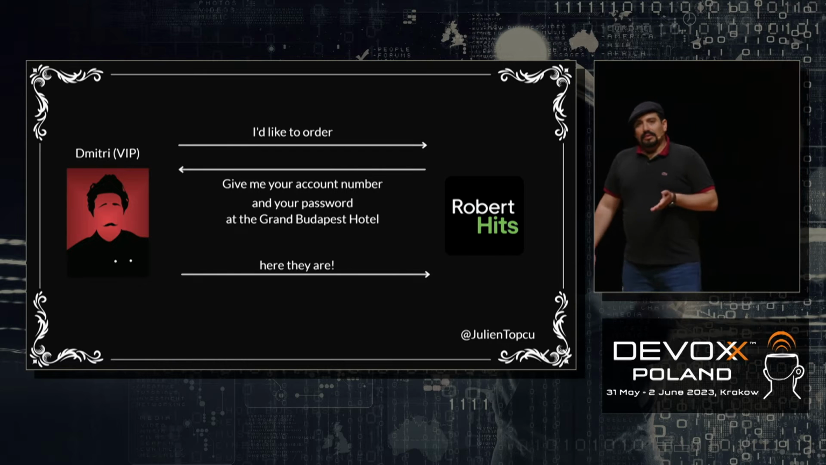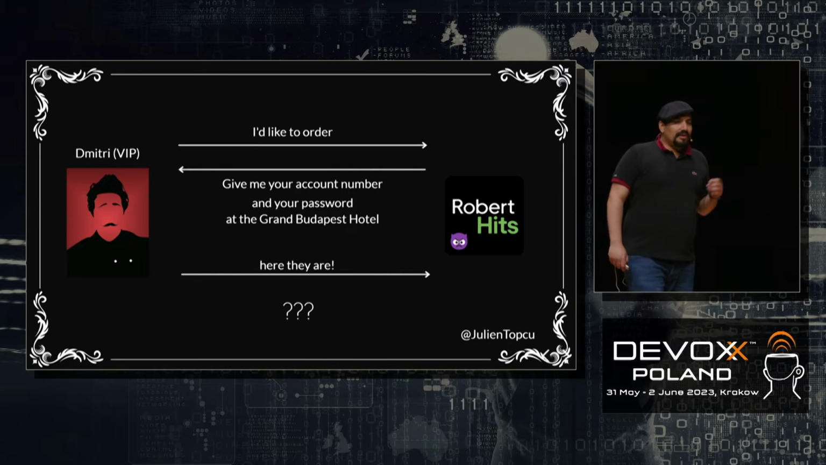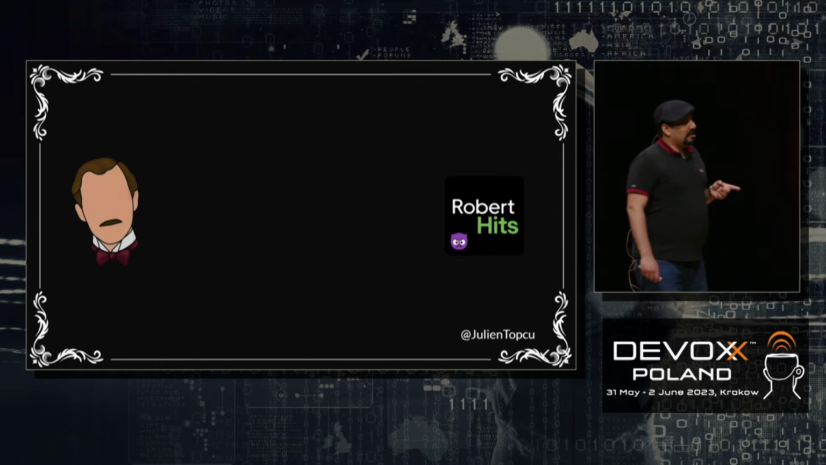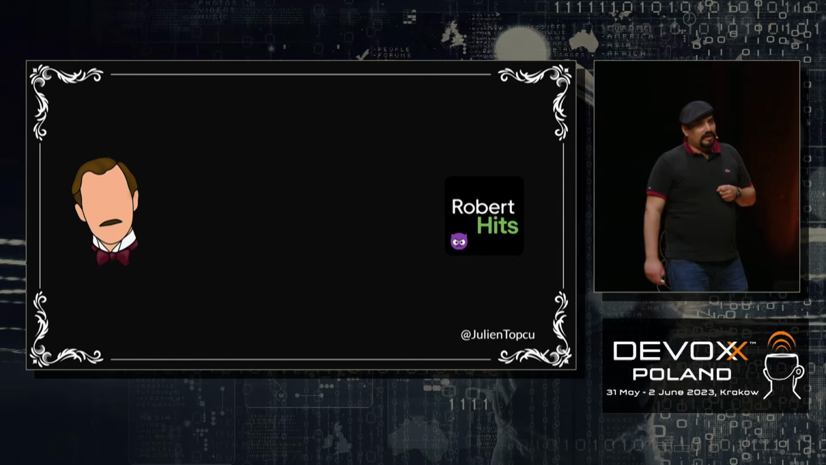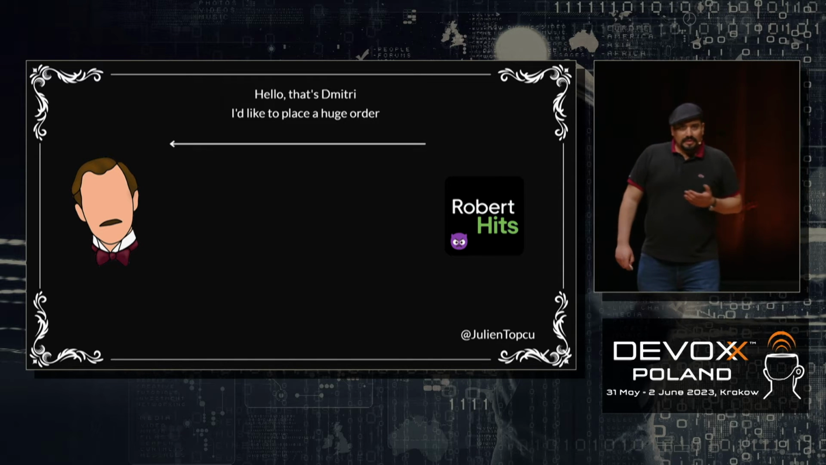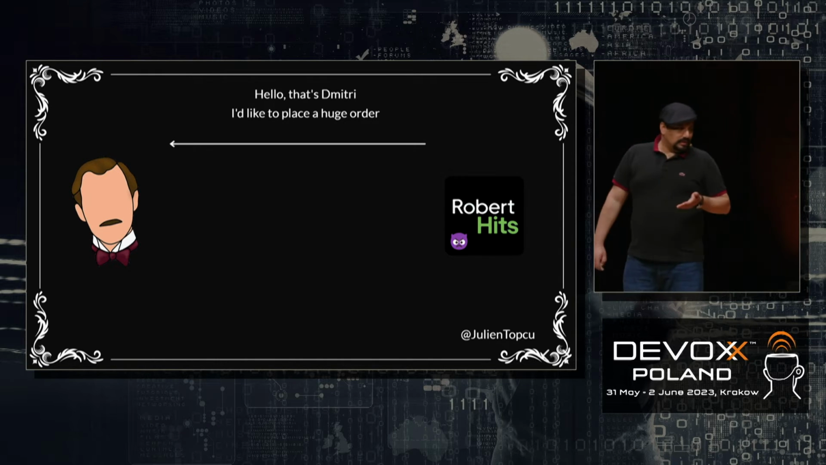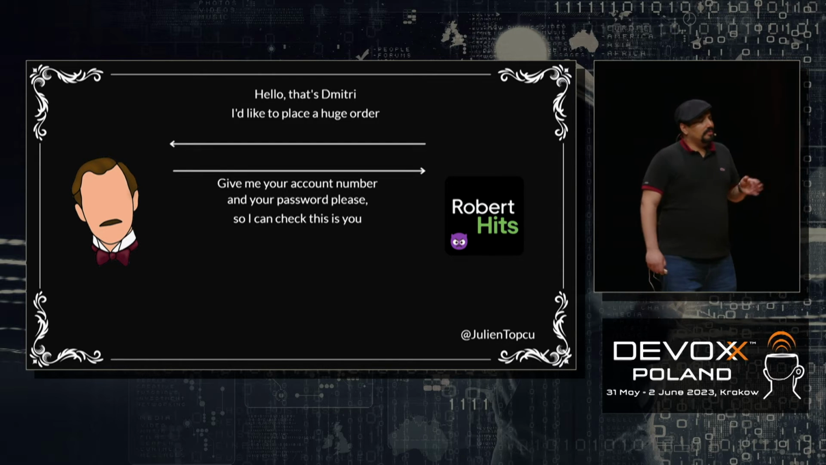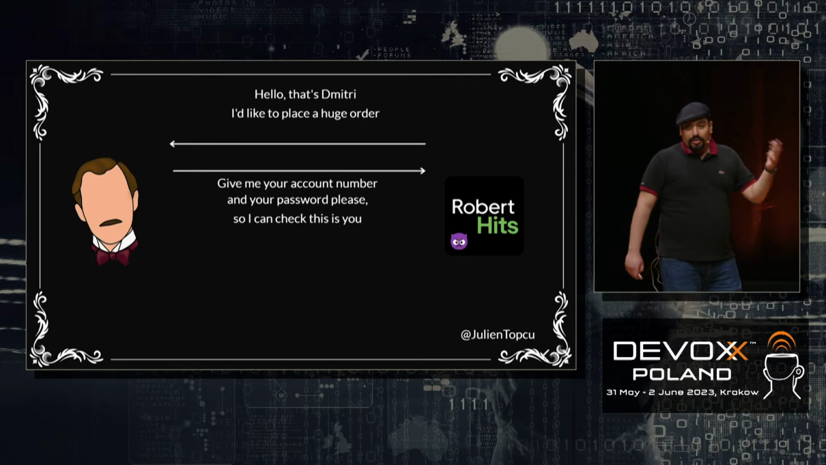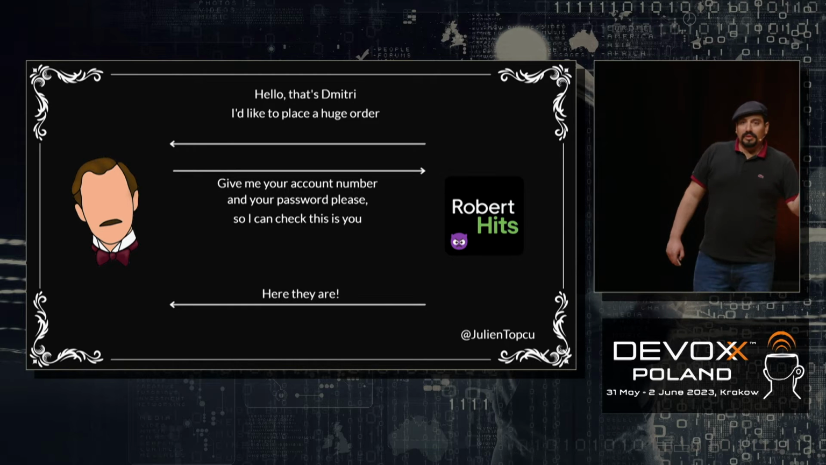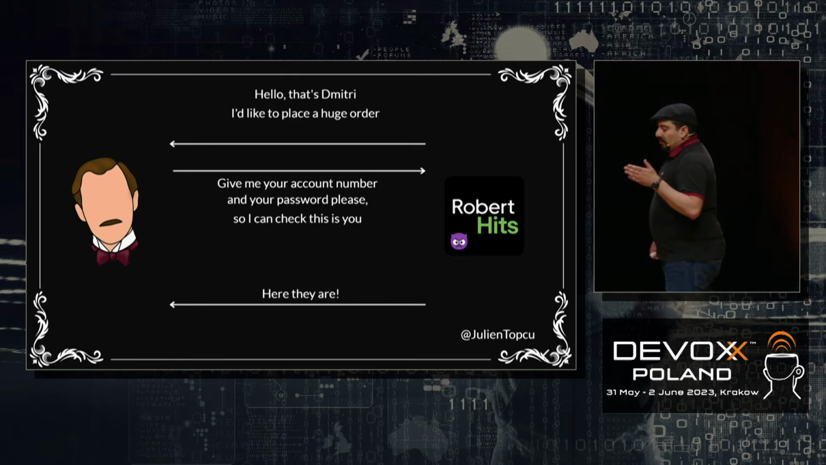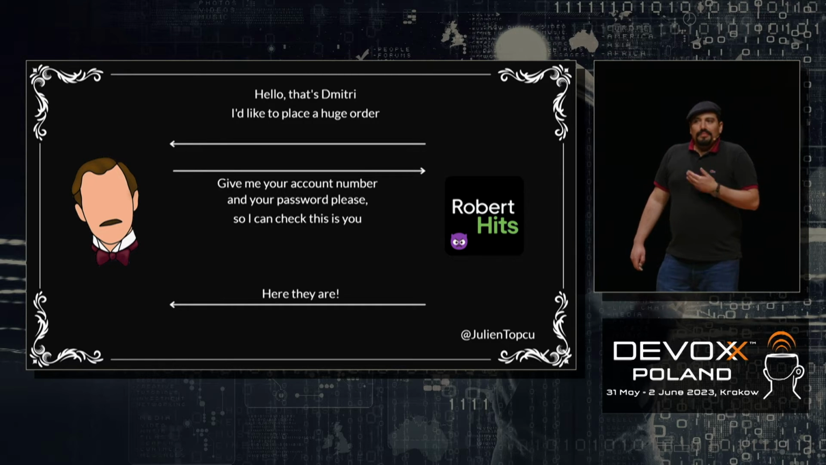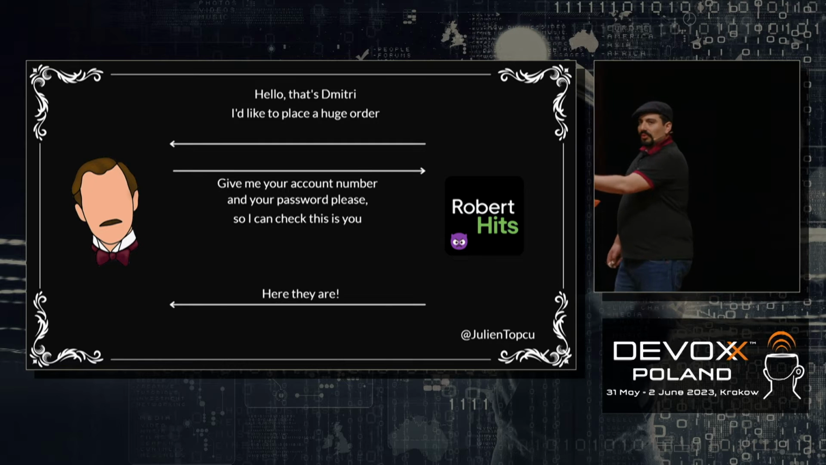But that day, unfortunately, it was a malicious employee on the phone. And that person, right after, called Gustav, the manager of the hotel, claiming he was Dimitri, who would like to place a huge order. And Gustav, because he wants to make sure this is really Dimitri on the phone, asked for his password and his account number, and here they are, because that guy just stole Dimitri's credentials right before. And Gustav doesn't have any means to figure out this is not really Dimitri on the phone, right?